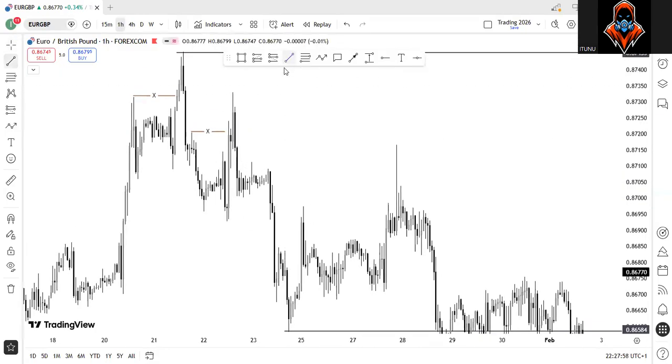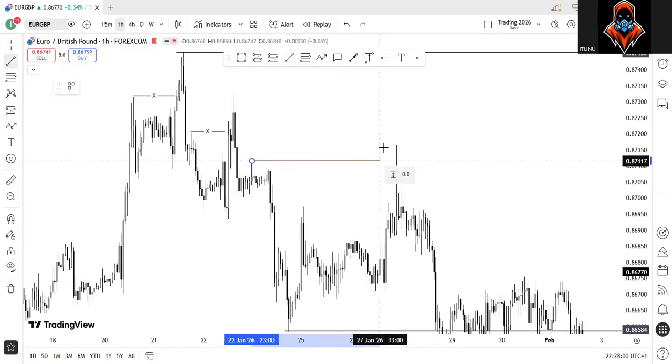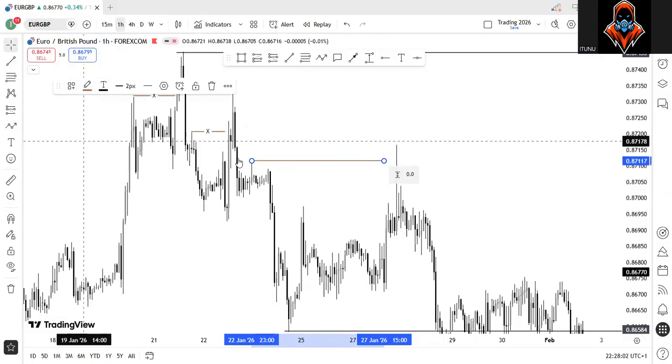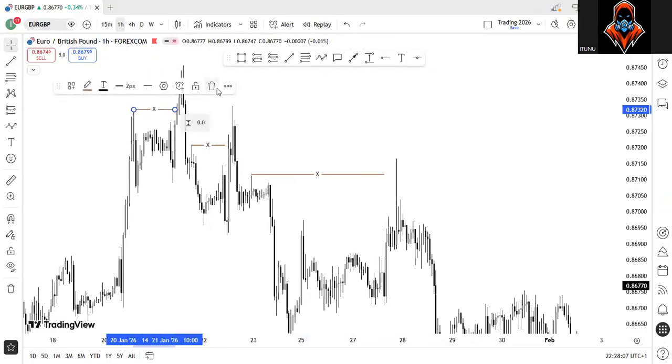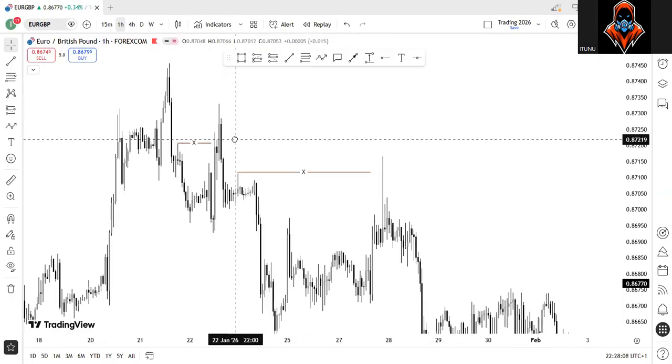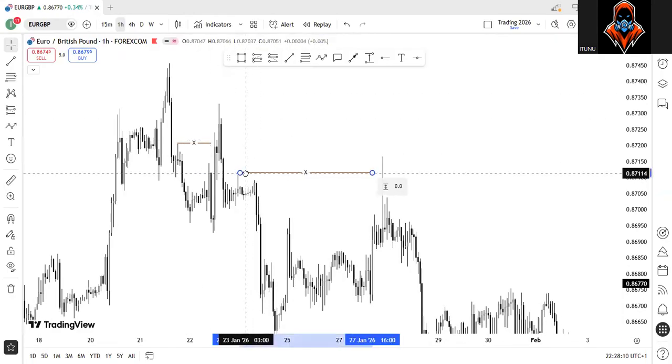Then we see another sweep here. We see liquidity. We see a sweep here. Let me remove this to make it even more visible for you. We see a sweep here. We see liquidity form here.